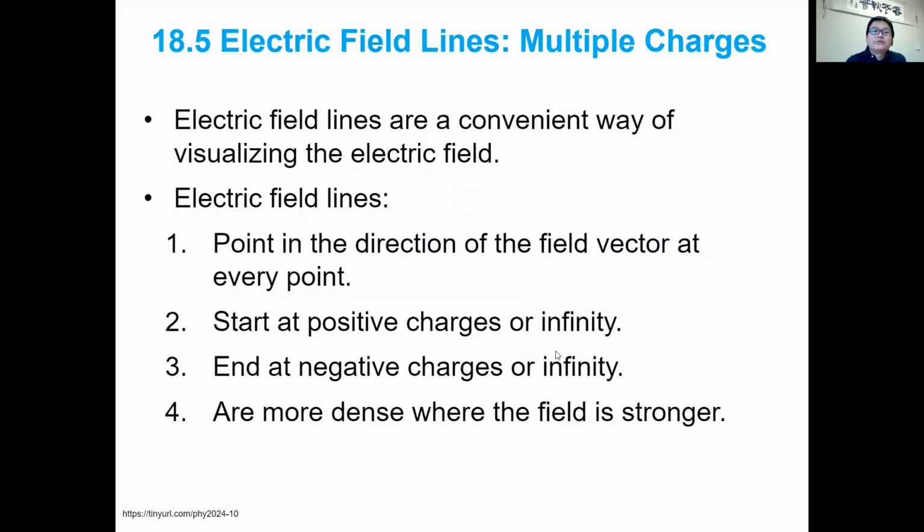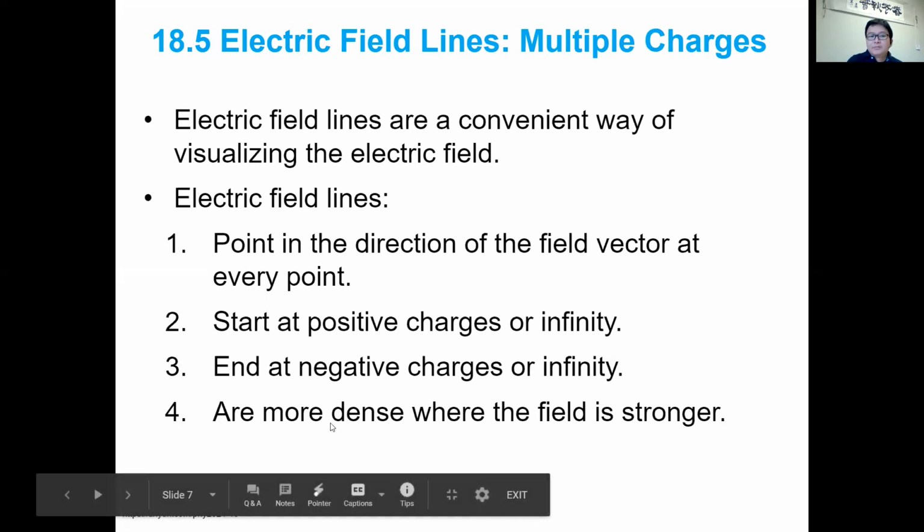We also took a look at electric field lines. These are imaginary lines to help us visualize the electric field. Electric field lines point in the same direction as the field vector at every point. They start at positive charges or from infinity. If you have a region that only has negative charge, then the lines start from infinity. They end at negative charges or infinity. So if you have only positive charge in the region, then the lines will end at infinity. Field lines are more dense where the field is stronger.